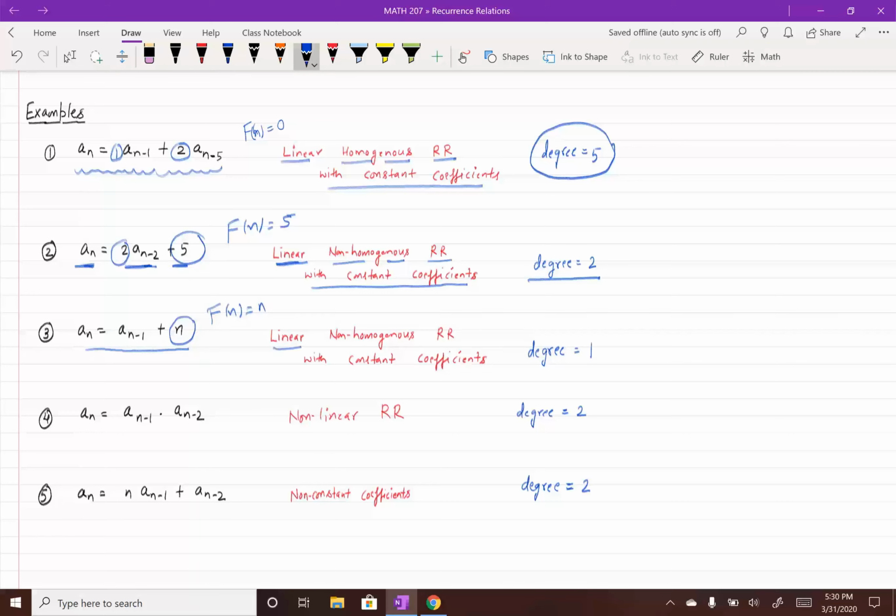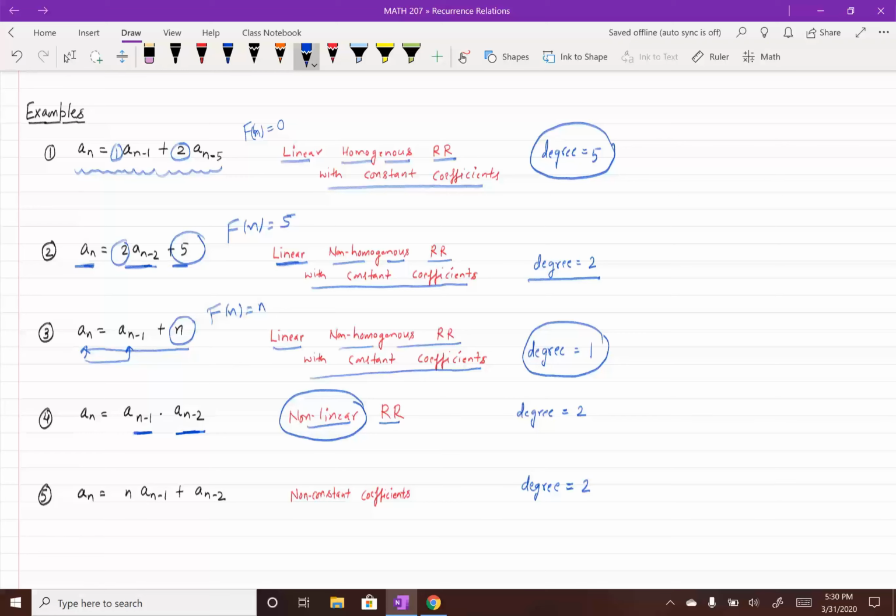So you have a case of a linear non-homogeneous recurrence relation with constant coefficients, and since a of n is connected with a of n minus 1, the degree of this recurrence relation is 1. Now you take the fourth example when a of n is written as the product of a of n minus 1 times a of n minus 2, and then we say it is not going to be a linear recurrence relation, it is going to be a non-linear recurrence relation.